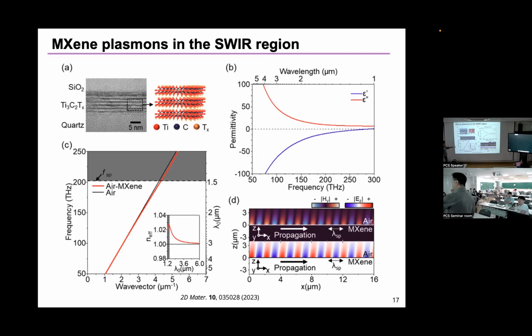But the issue is that if we use a single interface between the MXene and the dielectric layer, the field confinement is very low because of the large absorption coefficient, the large imaginary permittivity values of this MXene structure. If you compare the air dispersion and the air-MXene dispersion, the effective index is very low. It's very similar to air, so it's very hard to use this simple structure.